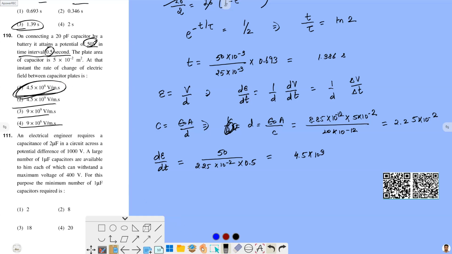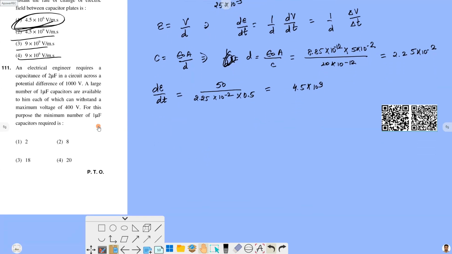So with this, let's move to the next one, 111. An electrical engineer requires a capacitance of 2 microfarad between the circuits across a potential difference of 1000 volt. A large number of 1 microfarad capacitors are available to him, each of which can withstand 400 volt. Now, as each capacitor can only withstand up to 400 volt, and we need it to work up to 1000 volt, what we need to do is that we have to arrange them in series basically.